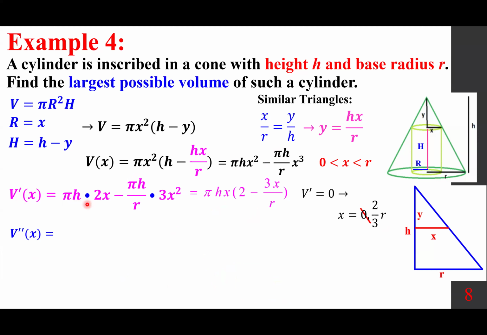So I'm going to differentiate this one, pi h times 2, in other words, 2 pi h, minus pi h over r times 6x. So I hope you see that this is 2 pi h minus 6 pi h over r x. That is v double prime. And the second derivative test says evaluate it at the critical point. The critical point was 2/3 r, evaluated. In other words, plug it in and observe if it's positive or negative. So let's plug in.